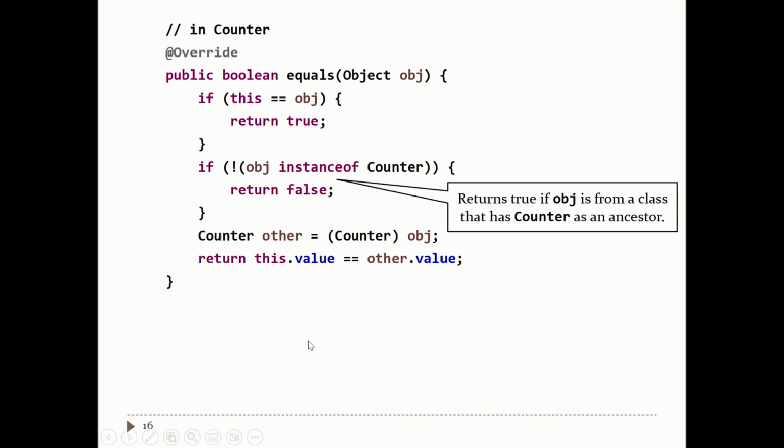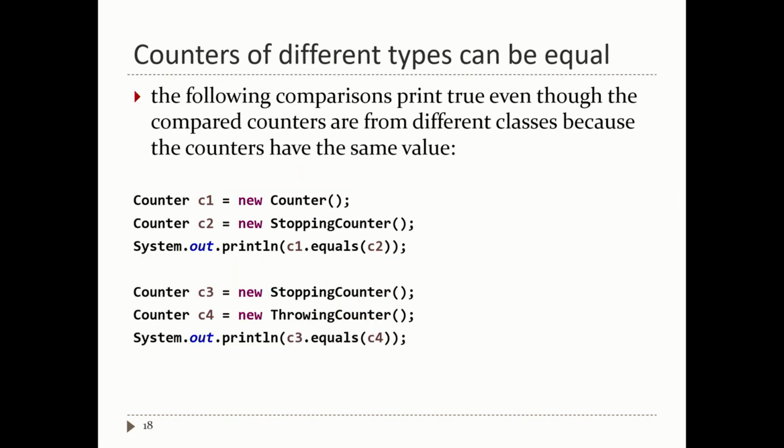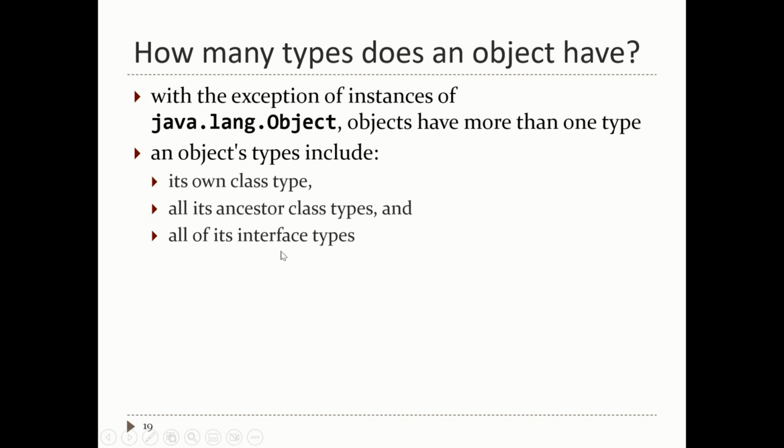Okay, so those are all excellent questions. All right, so that's what happens in equals. If you want cross-class comparisons, you have to make sure you use instanceof in the superclass, and then you don't override it in any of the subclasses.